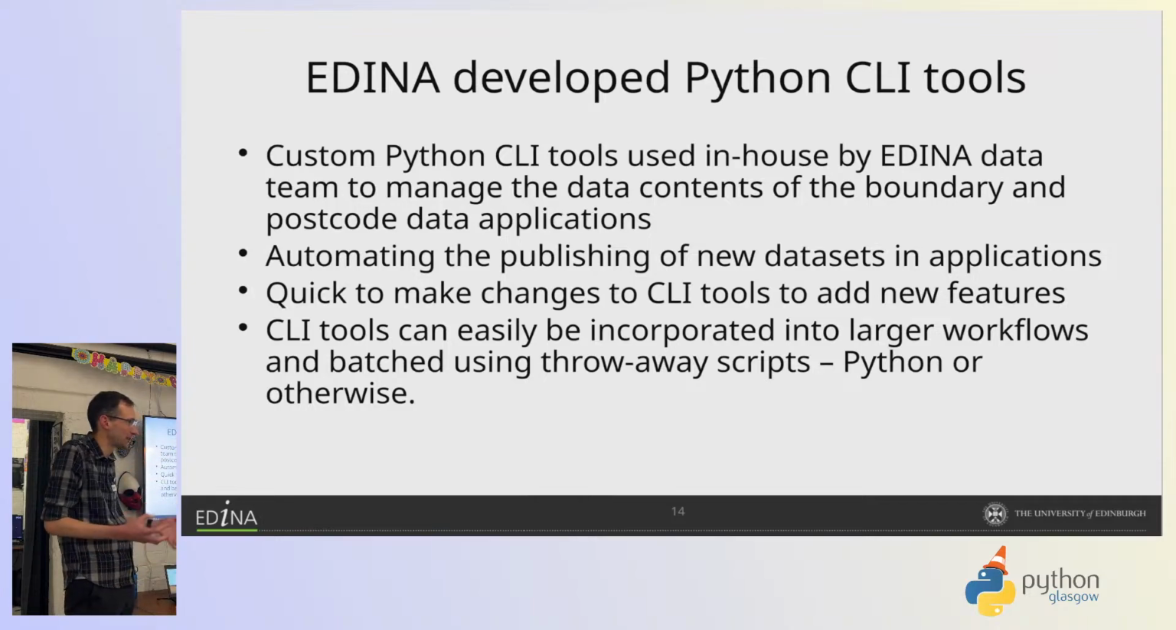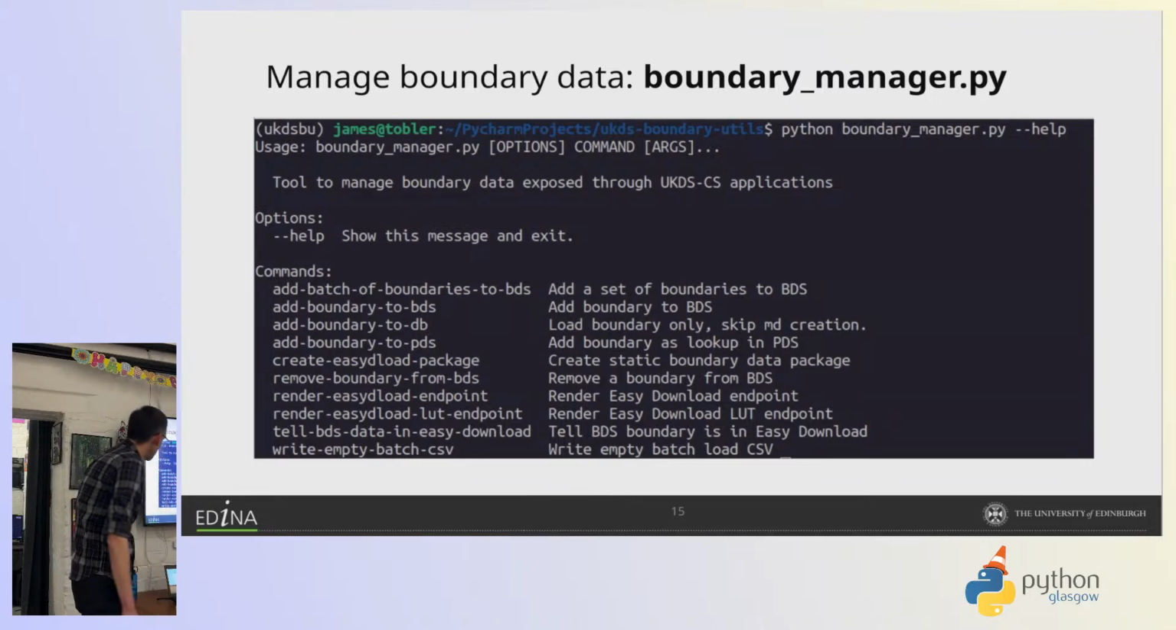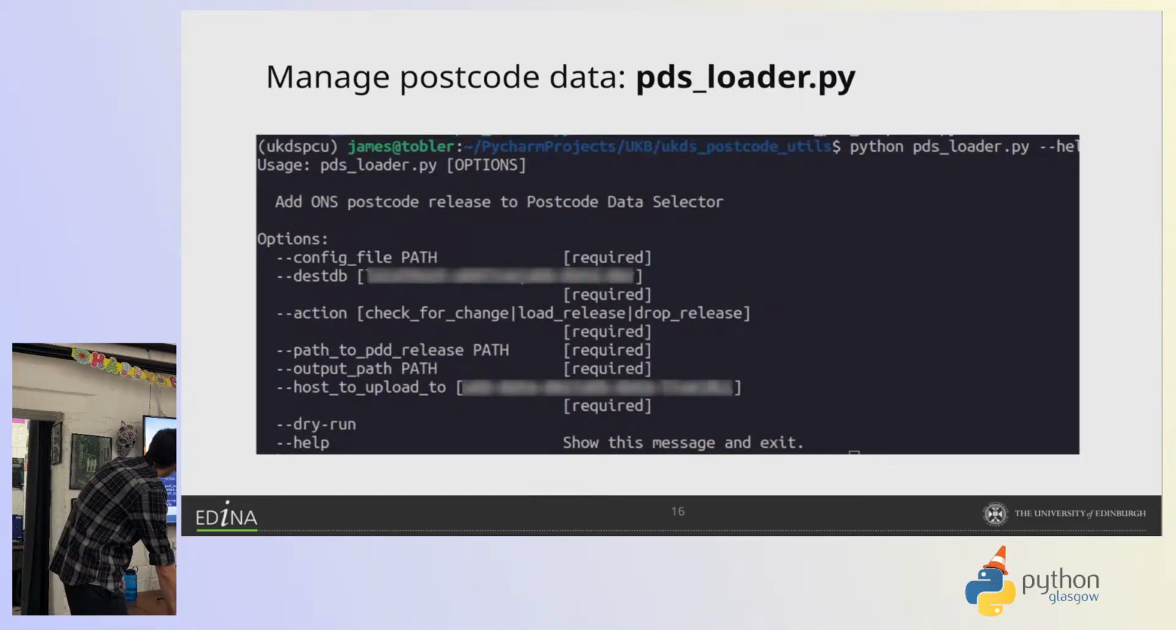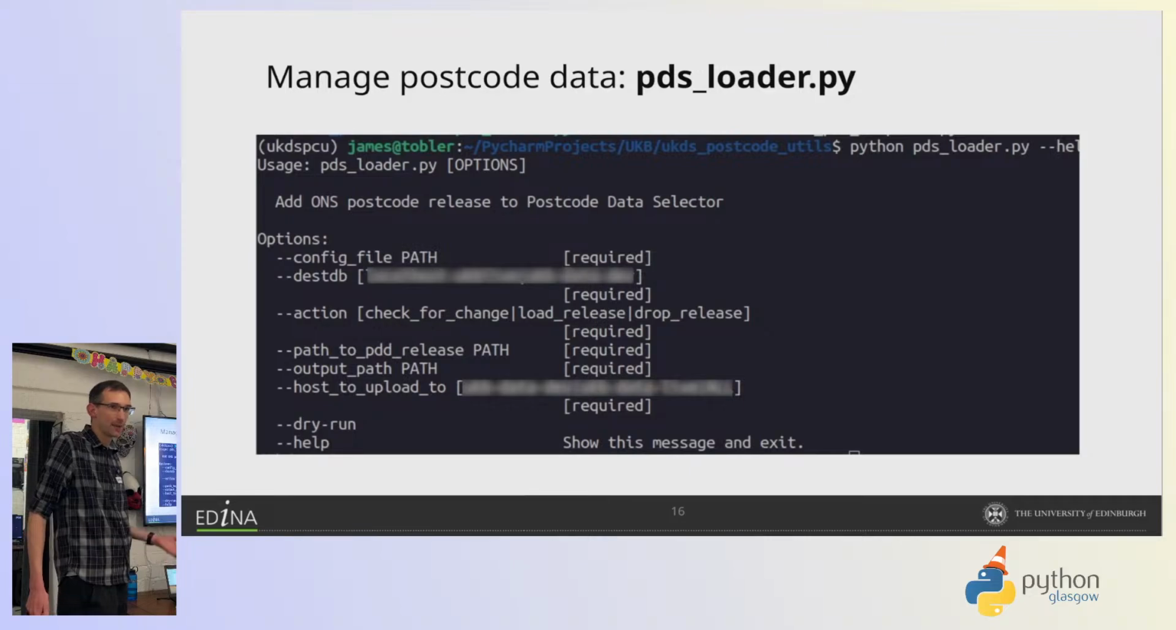And you can also integrate your command line tool into other workflows very easily, and it's also great just to create a throwaway script, just run the tool, do some data update, and then away you go. And so we've got like a boundary manager, which we use to upload the boundary data selector. And this is all written in Click, so you get these nice Click style help documentation when you try and run the tool. And we have a postcode loader tool, which does the same for our postcode data.